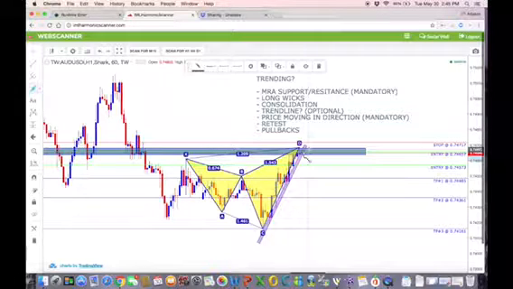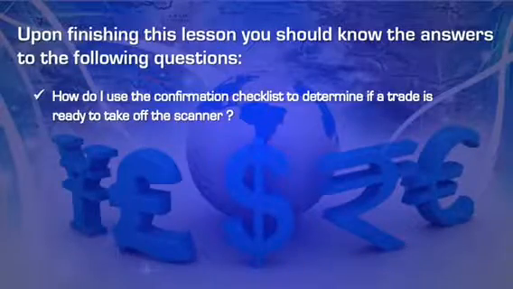Do you see the importance of having this checklist? Very important. Hopefully that helps you out. Go back and check out the confirmation checklist where I go through all of this stuff. This is just putting it into action. And you can do this on a regular chart. You don't need the harmonic scanner, but you can see that the harmonic scanner is awesome because it tells you where to look.